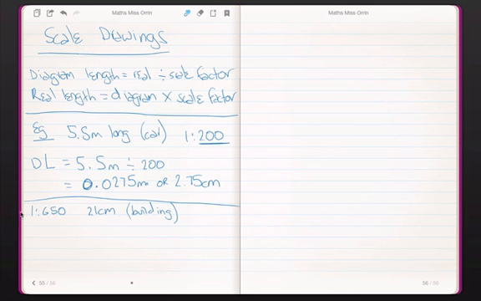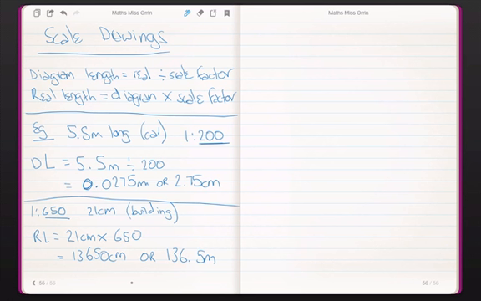Well, we take the real length one. So the real length is the diagram, which is 21 centimeters, times by the scale factor, which is 650, because we want to take this big number here. And then you can just type that into your calculator, and you end up with 13650 centimeters. Now, just like this other one, that's a really giant number. So let's actually convert that to meters, because it makes a bit more sense. So it's 136.5 meters long. So that's a decent sized building, all right?